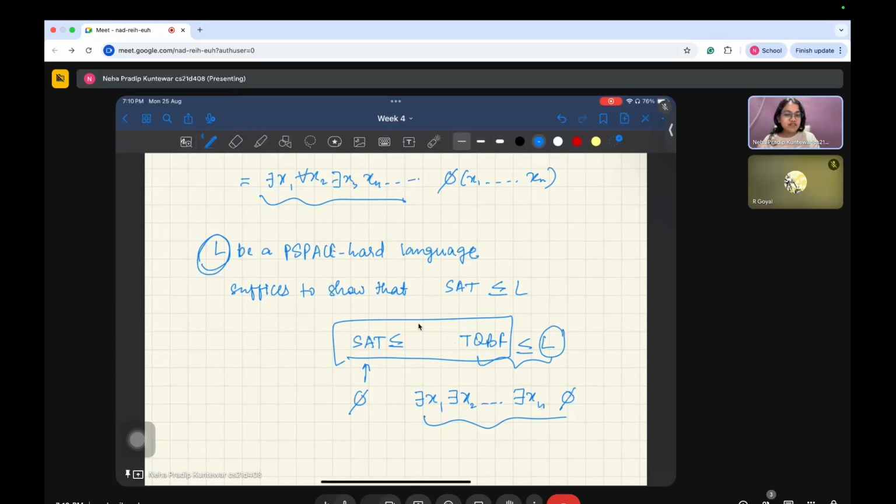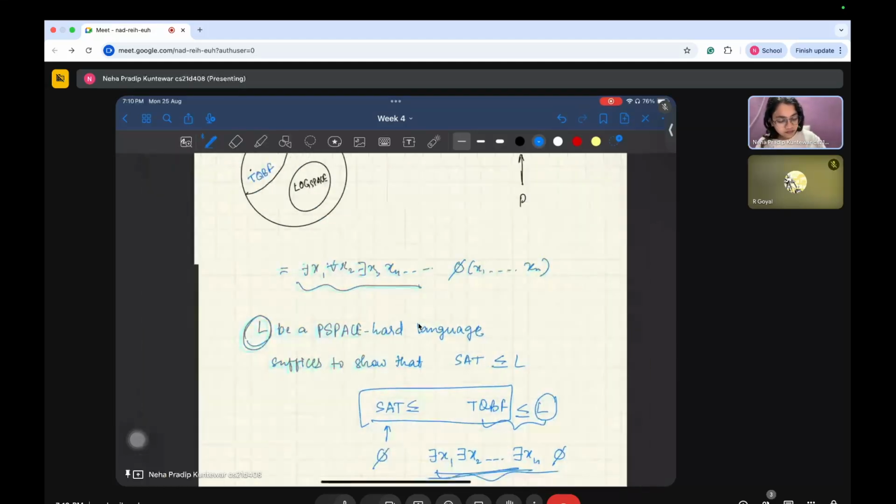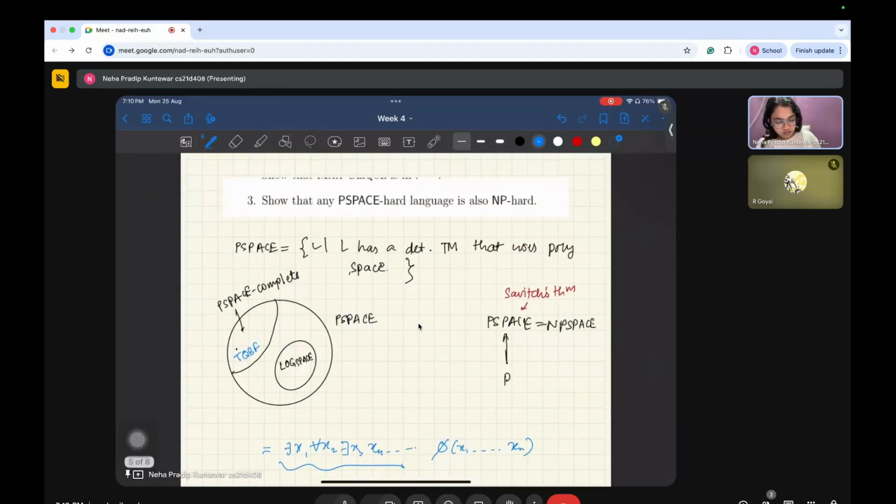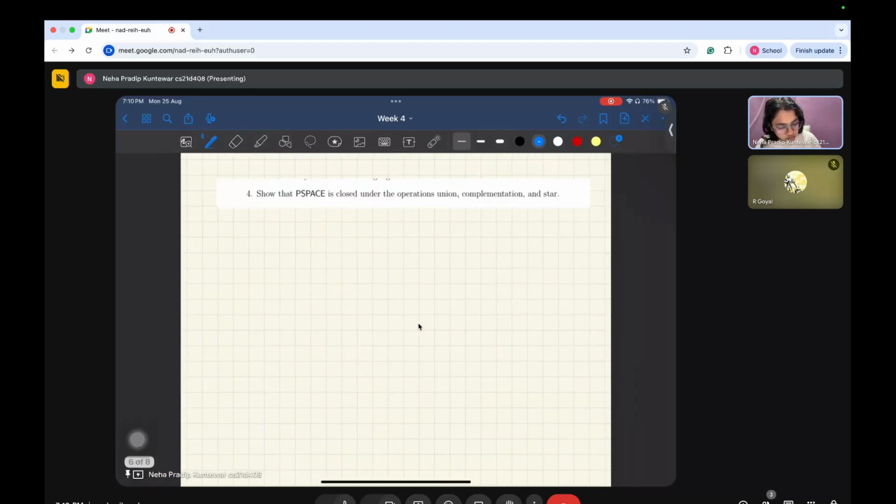So that's the only reduction. Basically, we're just taking the formula and writing this existential quantification, then solving the TQBF instance, and you get back the solution to SAT. Okay, that completes the proof.